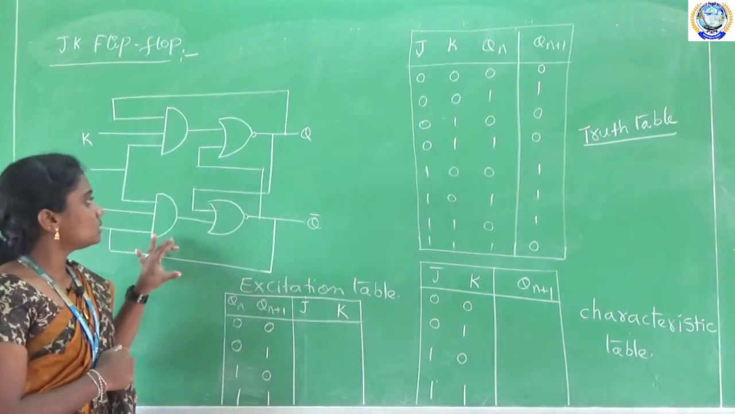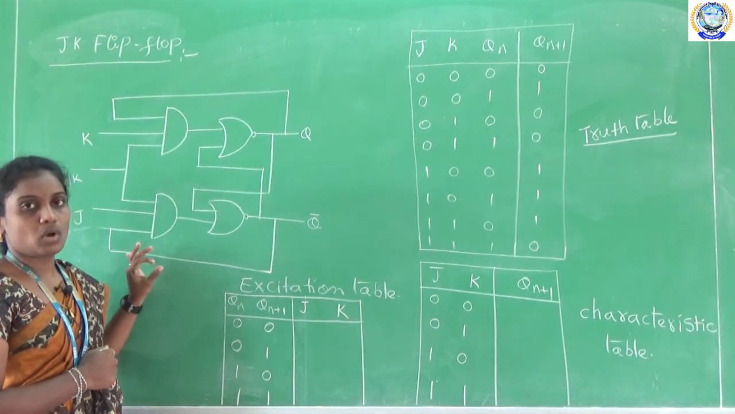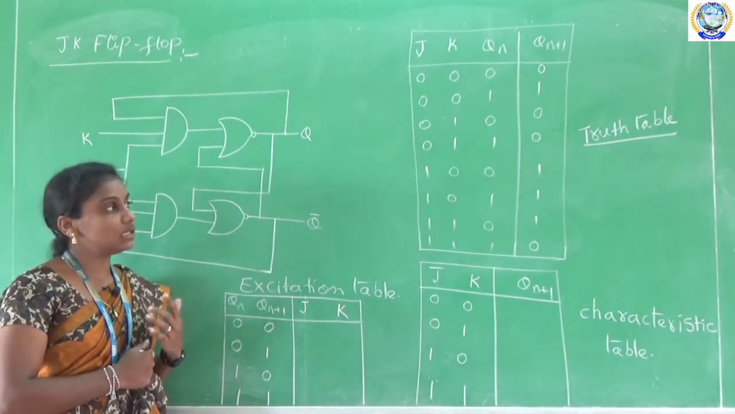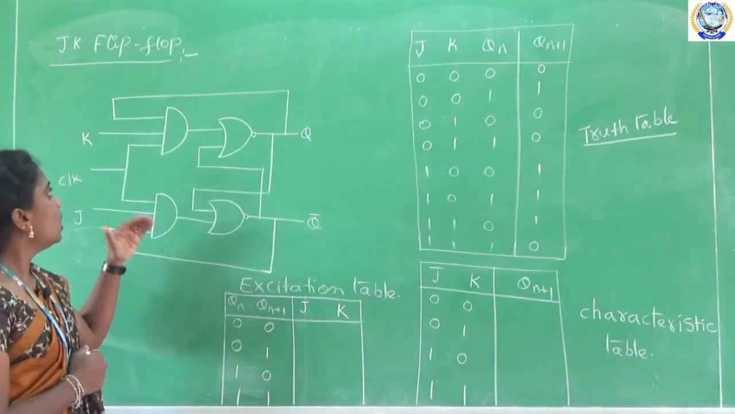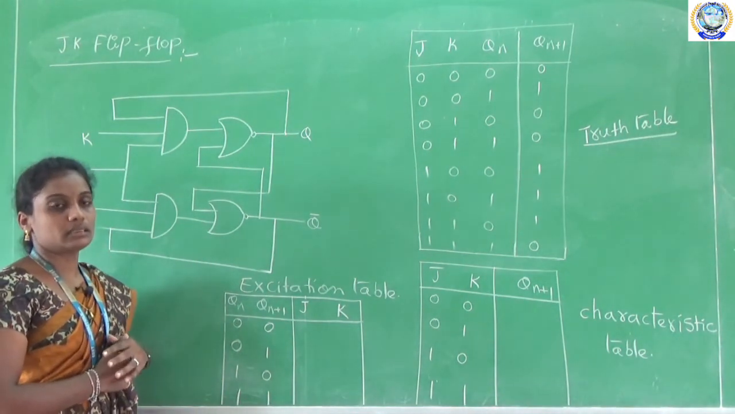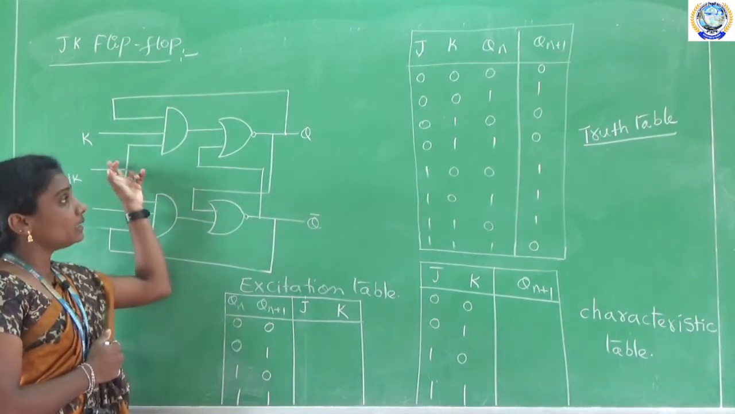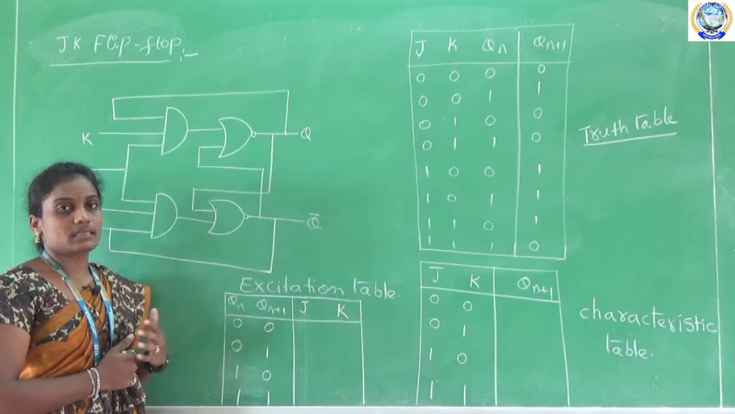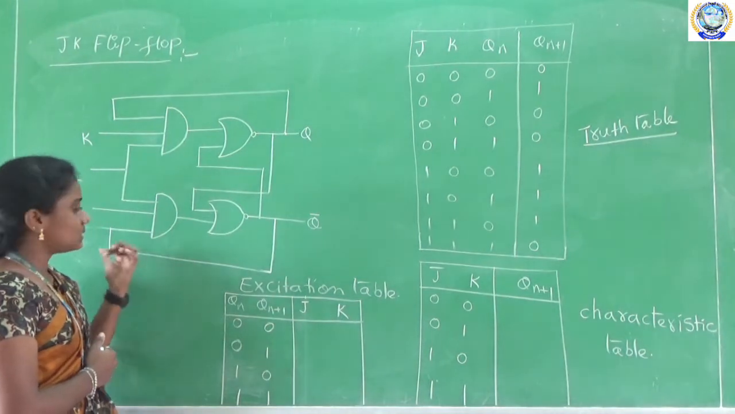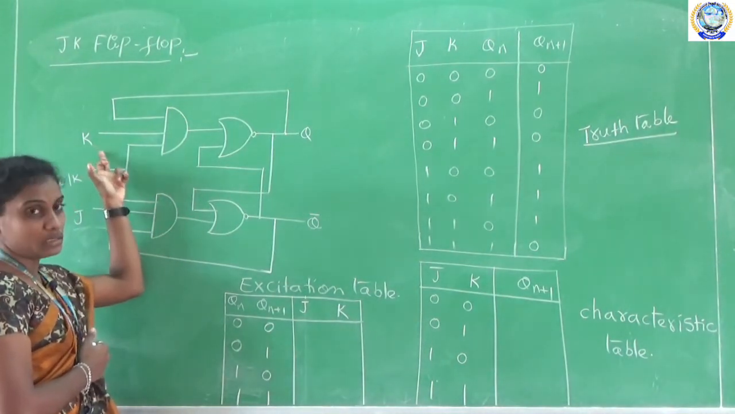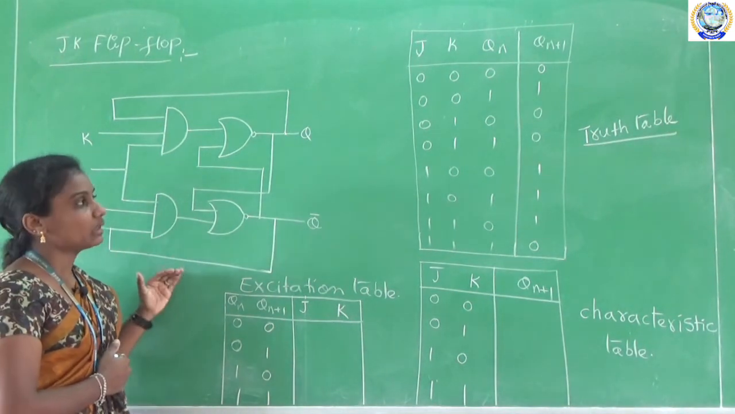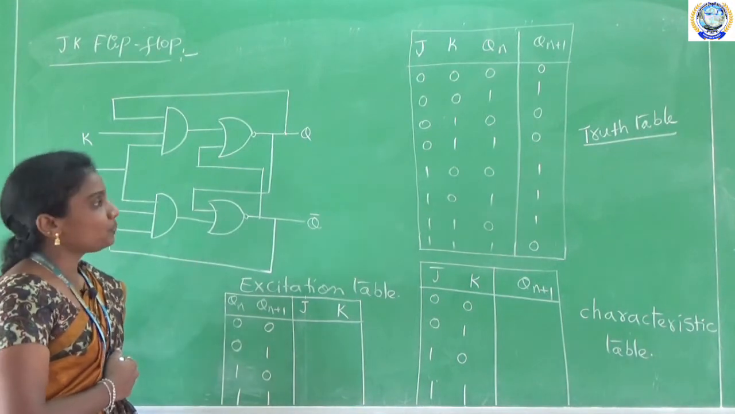This is the circuit diagram, the logical diagram of the JK flip-flop. It is used to solve the invalid condition in the SR flip-flop. So what are J and K? J is the extension of S, that means S is set, and K is the extension of R, reset. In terms of scientists, J means Jacob and K means Kilby. He is the scientist who introduced this JK flip-flop to solve the race condition in the SR flip-flop.